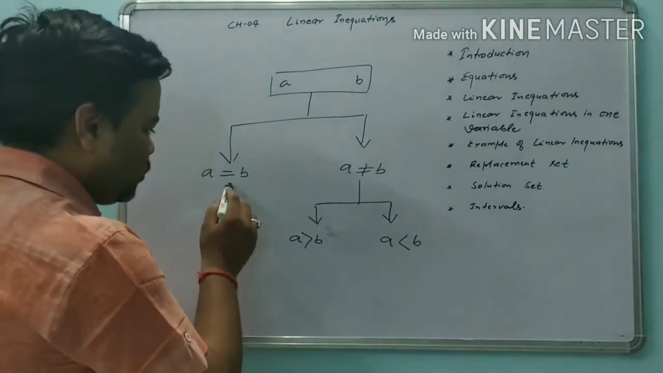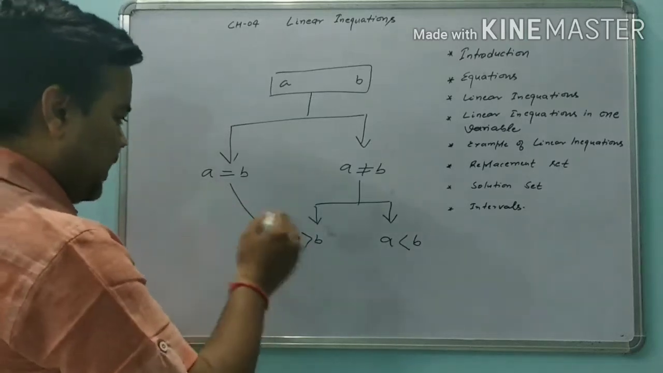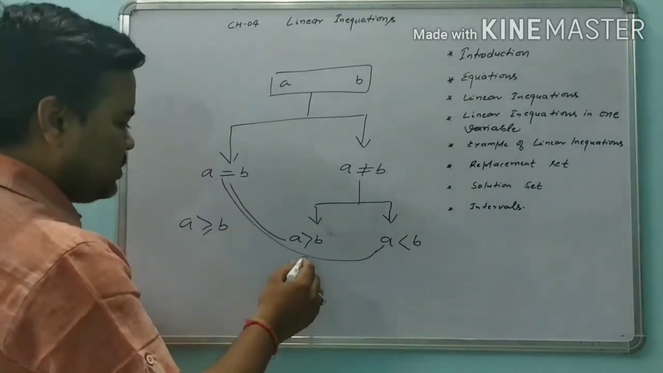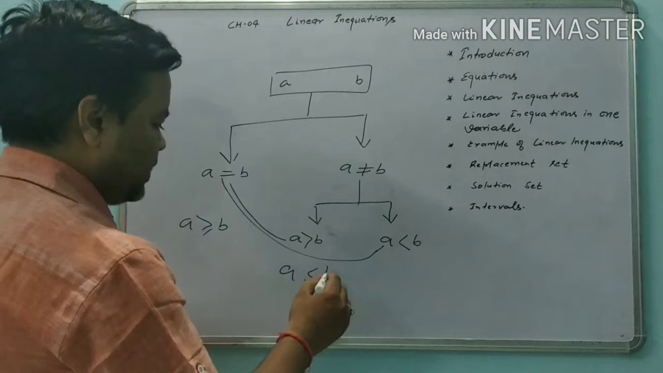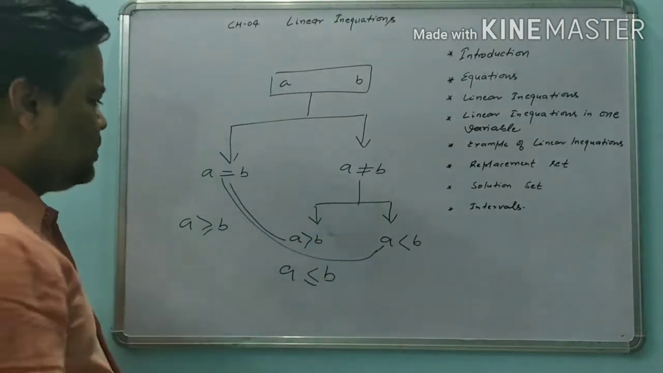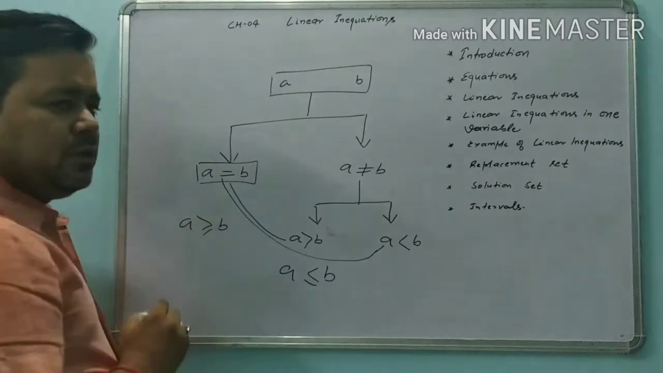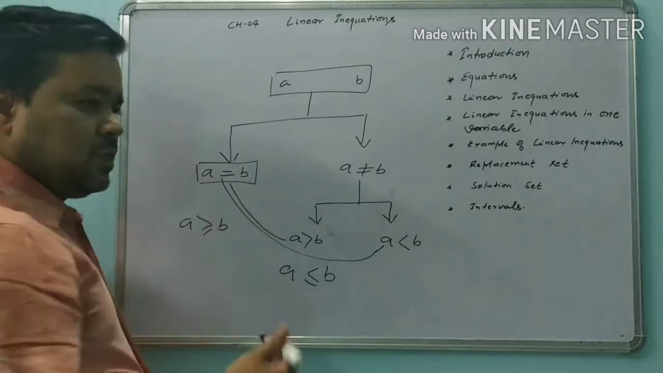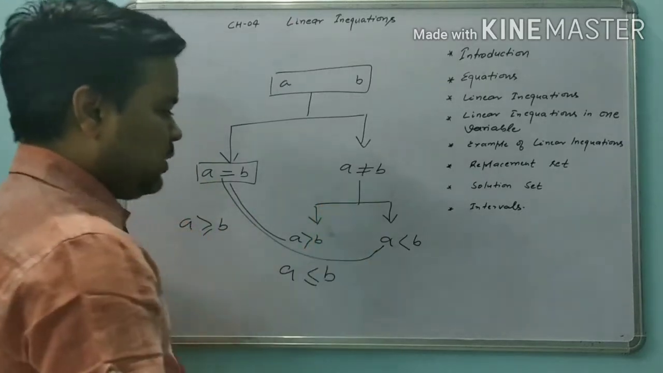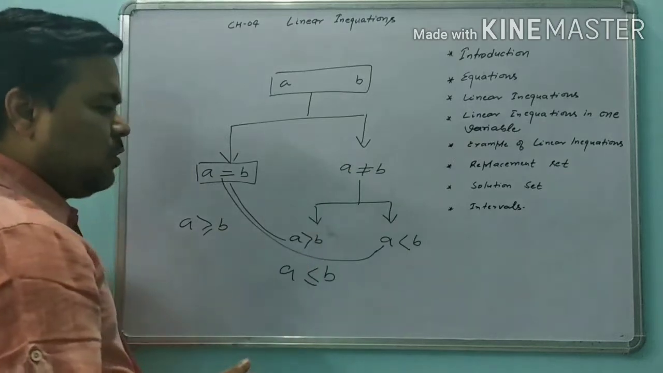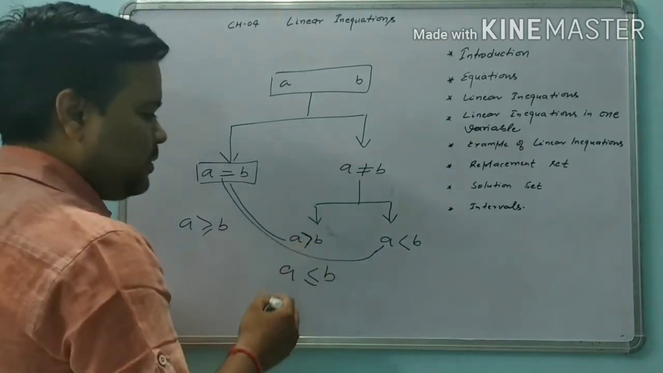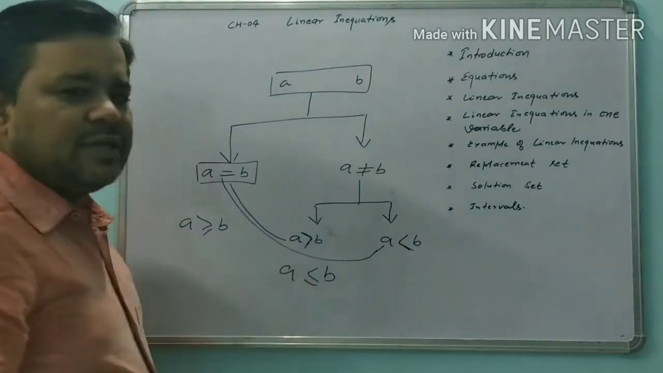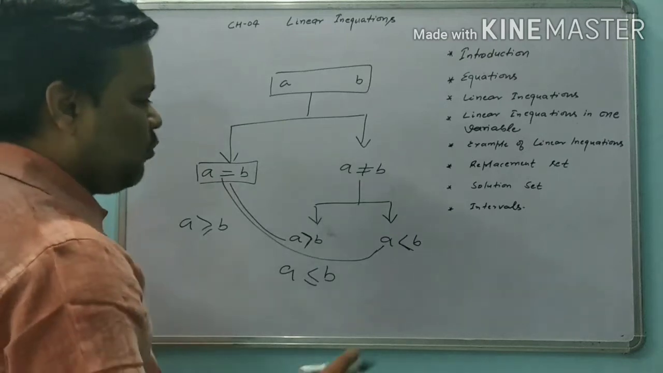Now if we take both symbols together, we can write A is greater than or equal to B, and if we take these two symbols, we can write A is less than or equal to B. If A is equal to B, there will be no problem. But if A is not equal to B, then in this situation we have four cases: A is greater than B, A is less than B, A is greater than or equal to B, and A is less than or equal to B. In this way we have four symbols.